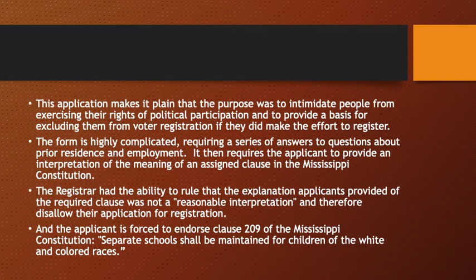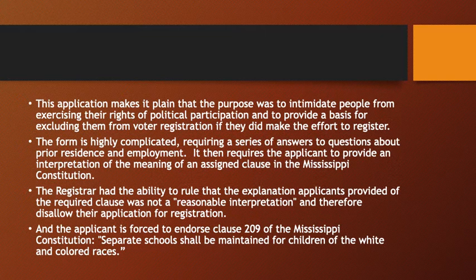And as you probably know from what you know about the history of the civil rights movement in the 50s and 60s, voter registration was a very important part of the efforts at racial equality which were occurring in the 50s and 60s. If you look at the registration form on the previous slide, you will see that it's very complicated. It requires a series of answers to questions about previous residences and employment, and it requires the applicant to provide an interpretation of the meaning of an assigned clause of the Mississippi Constitution.